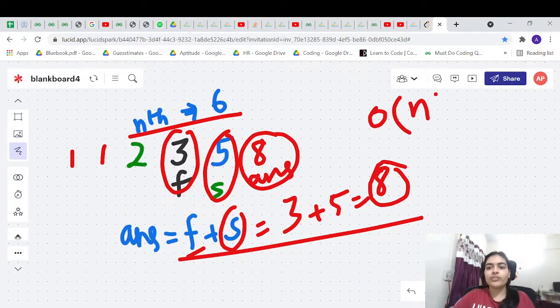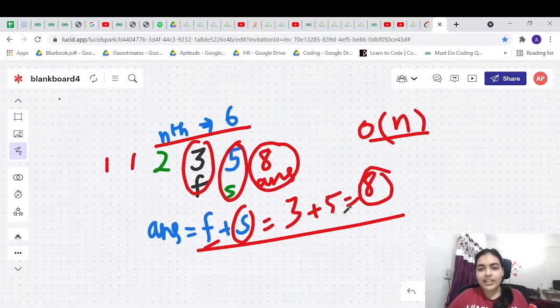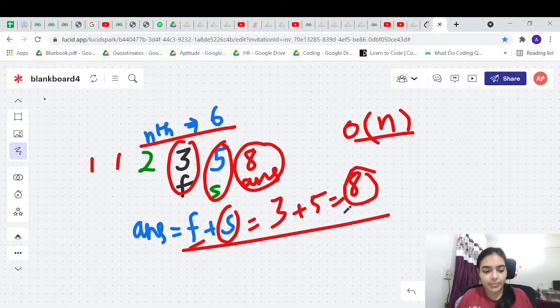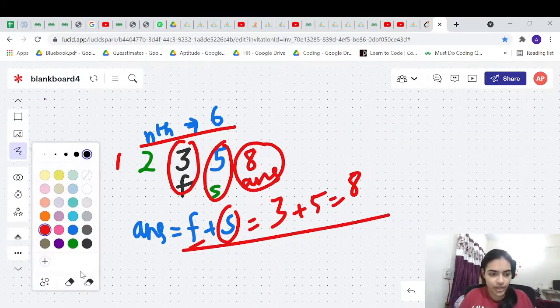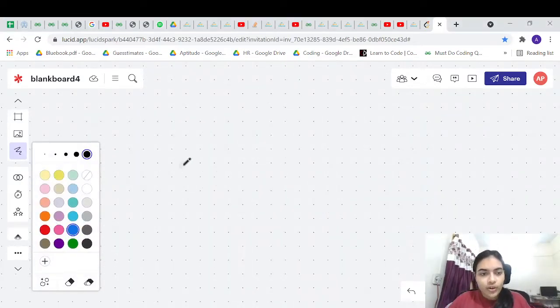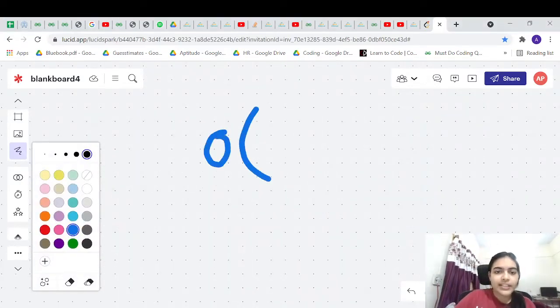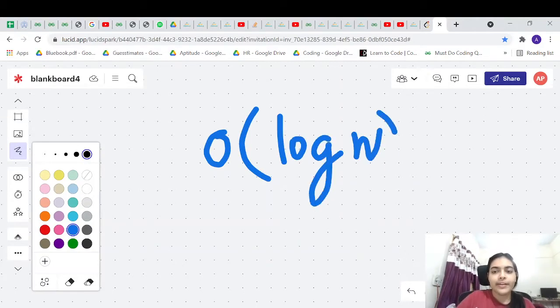Now the time complexity of this algorithm is O of n. Okay, it's a very simple algorithm and it is efficient, but it is not the most efficient algorithm. Okay, so we can solve this problem in the time complexity which is O of log n.